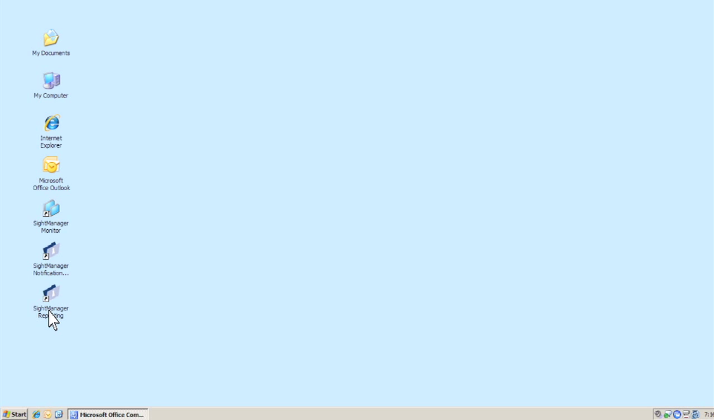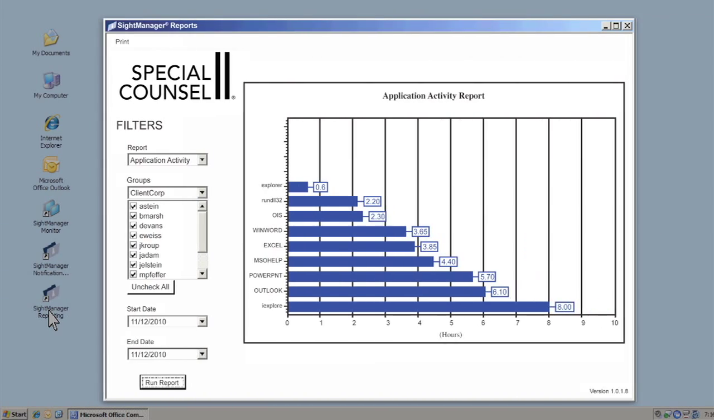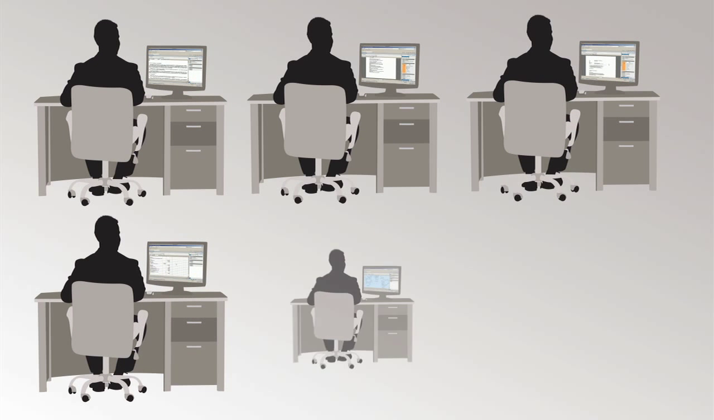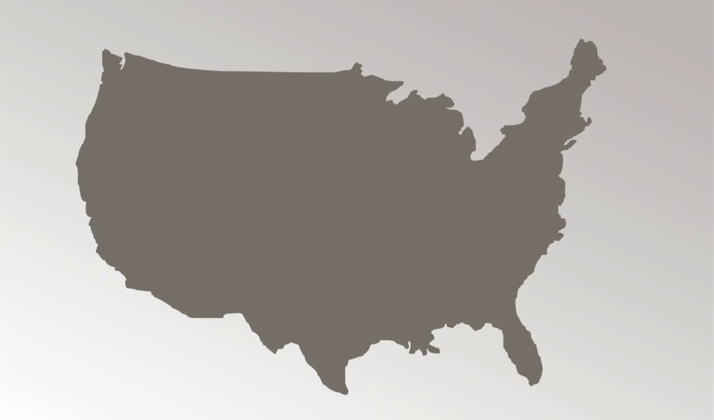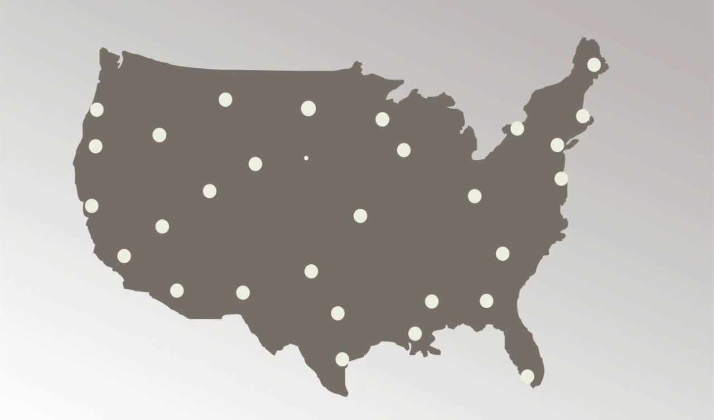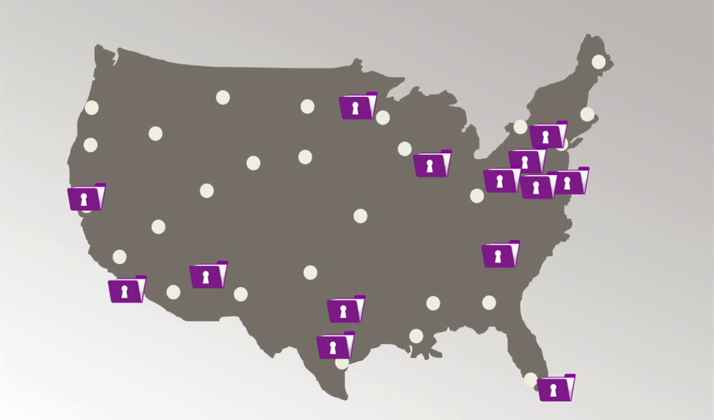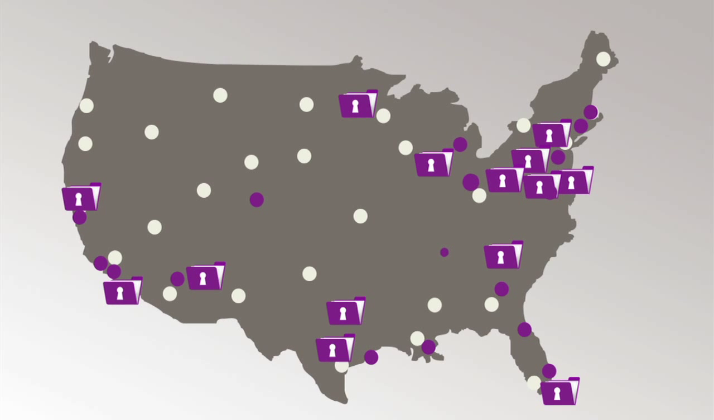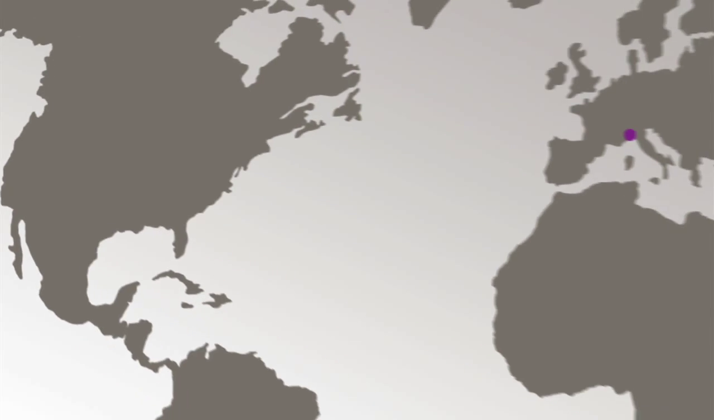And SightManager also provides you with a flexible reporting tool that captures your review team's activity levels as well as time spent on websites and software applications. As a Special Counsel client, you can use SightManager to manage your review wherever your teams are located, in one of your own offices or review facilities, in one of Special Counsel's state-of-the-art turnkey legal centers, or you can take advantage of Special Counsel's national coverage and international reach to assemble a team of experienced reviewers in markets across the country or around the world.